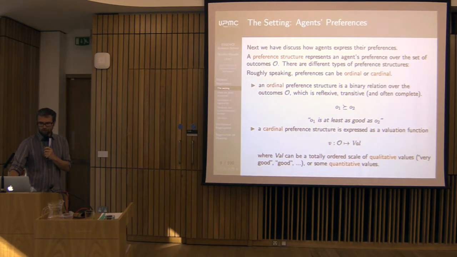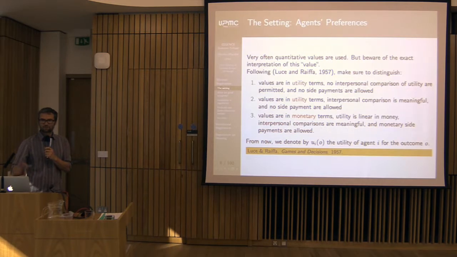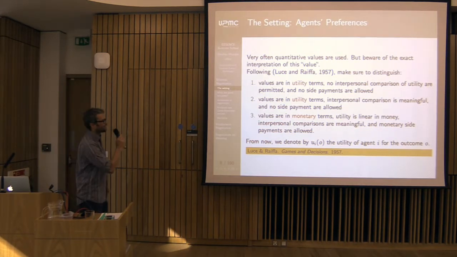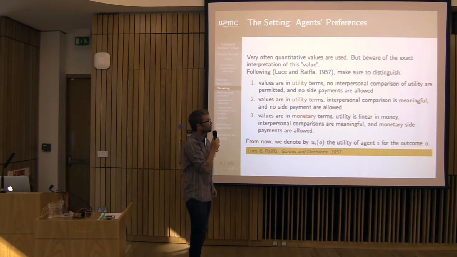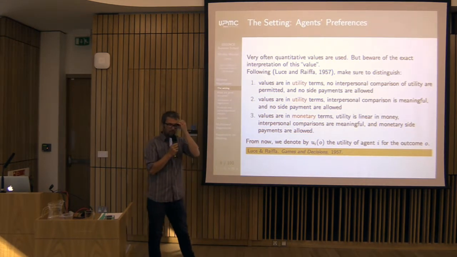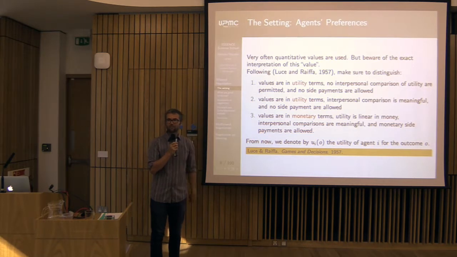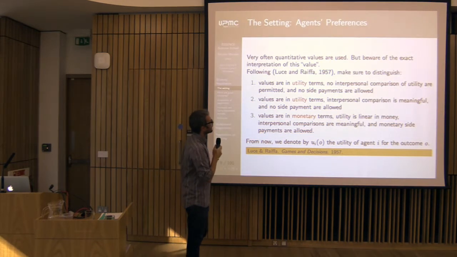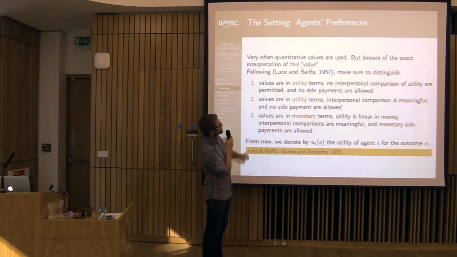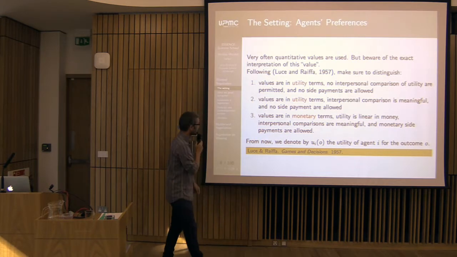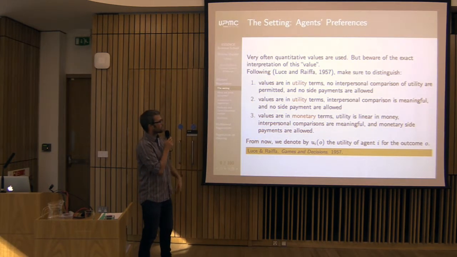People usually like values, but you have to be very careful. Very, very careful. So very often the quantitative values are used, but you really have to think of the meaning of these values. It's a very important issue here. So if I get back to Luce and Raiffa, in the 50s, in their book Games and Decisions, they had three different ways to interpret these values.